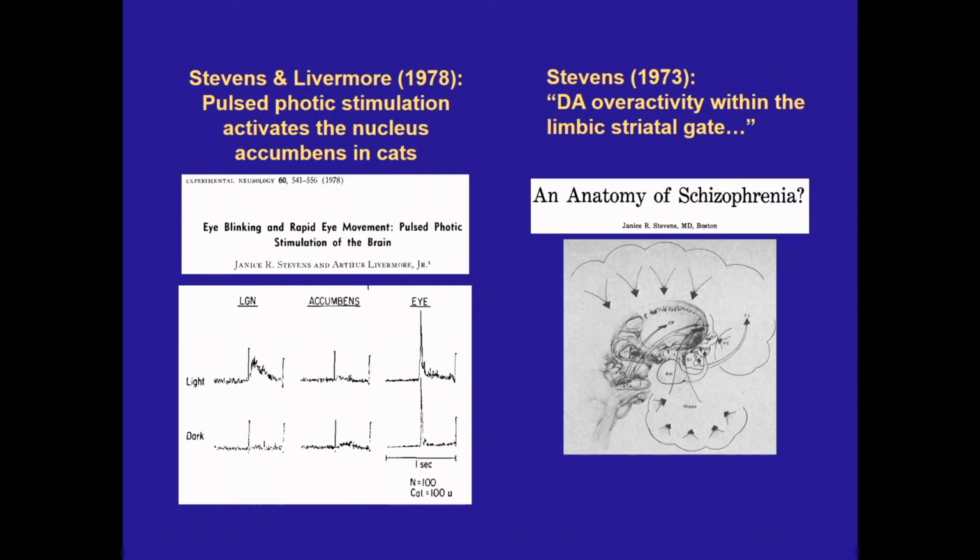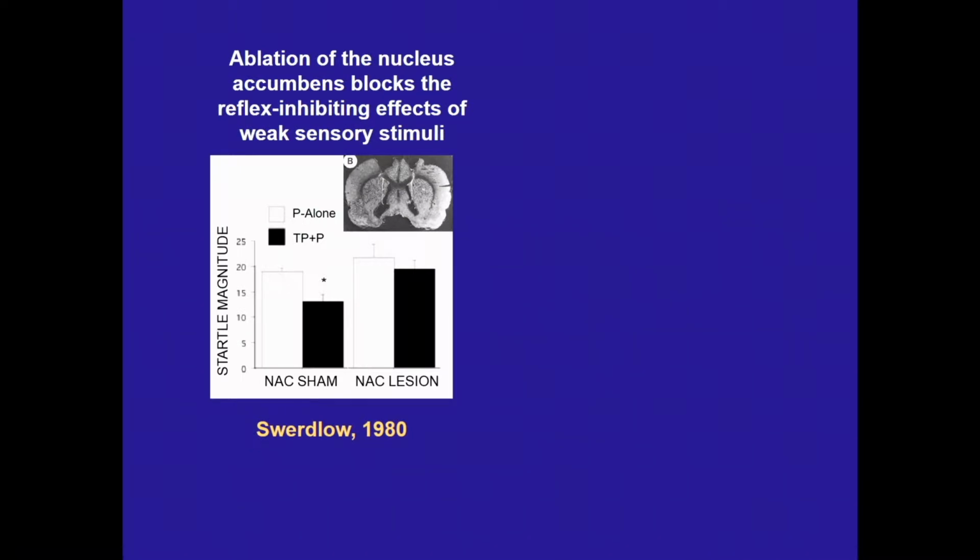Well, I knew where the nucleus accumbens was because it was in the Pellegrino and Cushman rat atlas, and I could turn to that page, dial in the coordinates, and make radiofrequency lesions of the nucleus accumbens shown here. And when I did that, the effects of these tail pinches, pulsating tail pressure on the startle reflex went away.